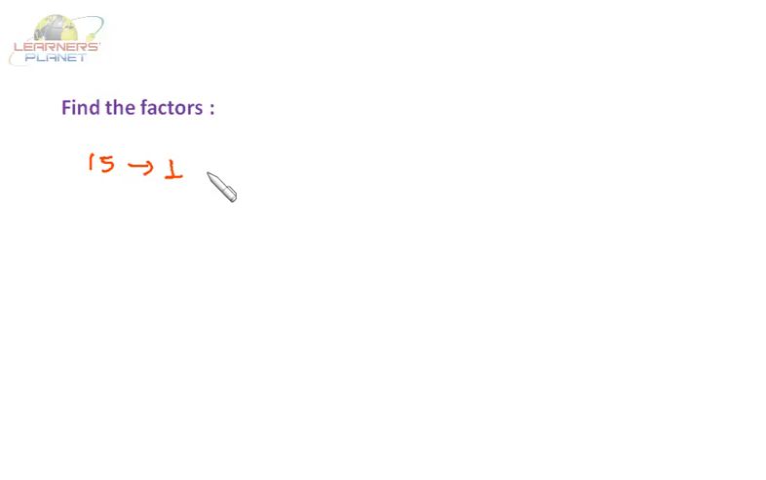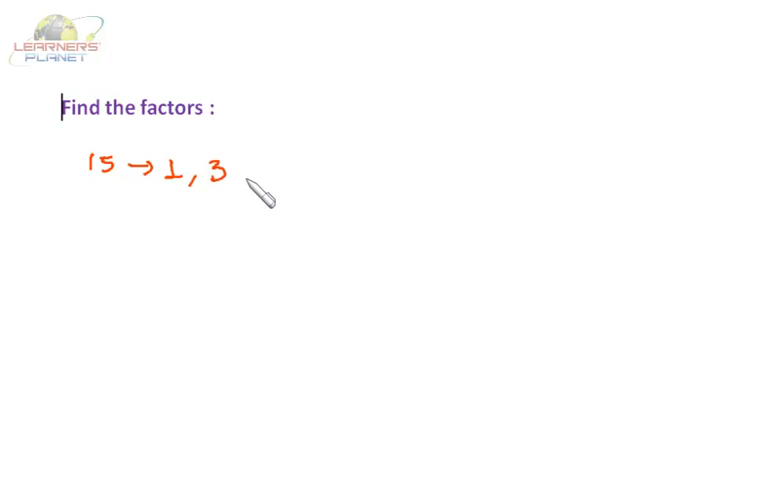Now let's see for 3 whether 15 is there in the table of 3 or not. So 3 1s are 3, 3 2s are 6, 3 3s are 9, 3 4s are 12, and 3 5s are 15. That means 15 is there in the table of 3. That means 3 is a factor of 15. Now let's see for 4. So 4 1s are 4, 4 2s are 8, 4 3s are 12, 4 4s are 16. That means 15 is not there in the table of 4. So 4 is not a factor of 15.